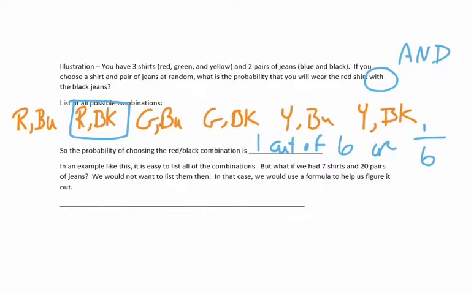In an example like this, it is easy to list all of the combinations, because we're not dealing with tons and tons of combinations here. But what if, and I don't know why I did it this way, 7 shirts and 20 pairs of jeans. I think it's more realistic that you would have 20 shirts and 7 pairs of jeans.